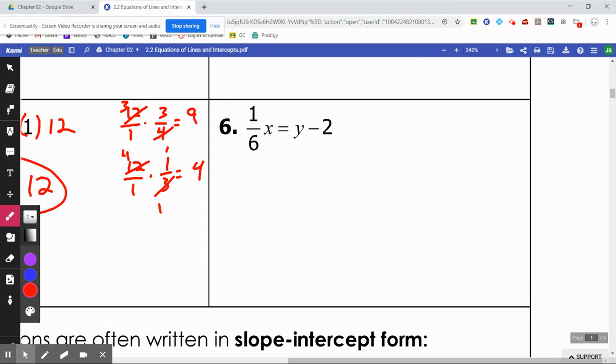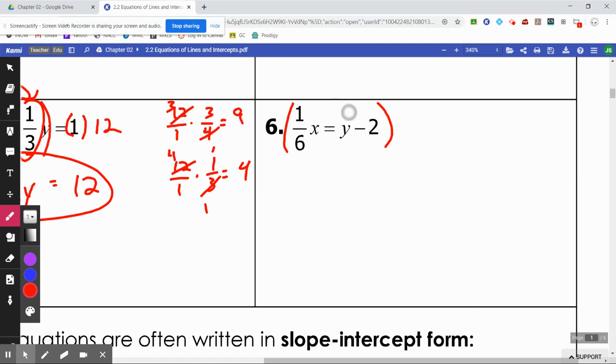Number 6. X's and Y's need to be on the same side, but if you'd like to, let's go ahead and get rid of this fraction. Since 6 is your LCM, we're going to multiply, and you can actually just write it around the whole equation. We're going to multiply the whole equation by 6, every term. 6 times 1/6 gives you 1x. 6 times y gives you 6y. 6 times 2 gives you 12. So that's no more fractions.